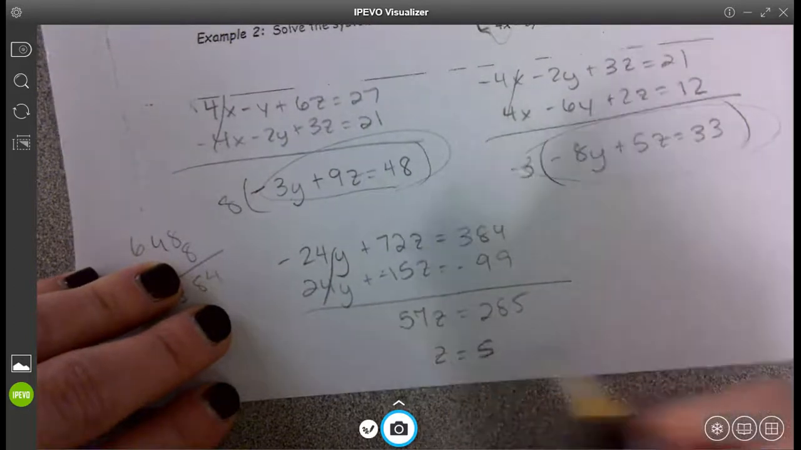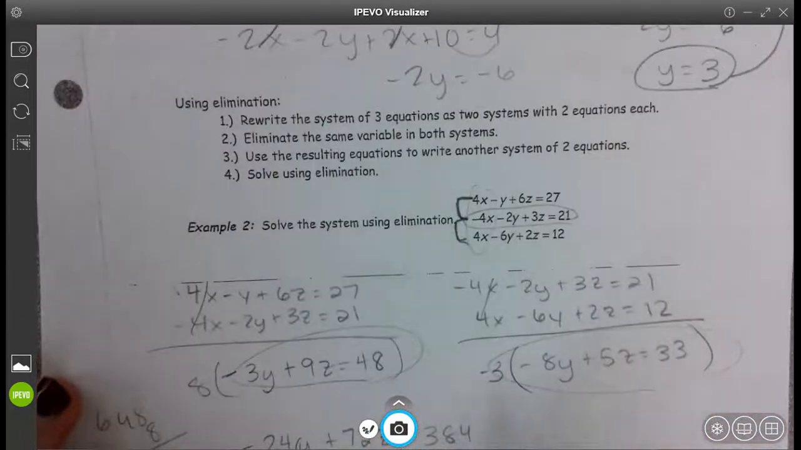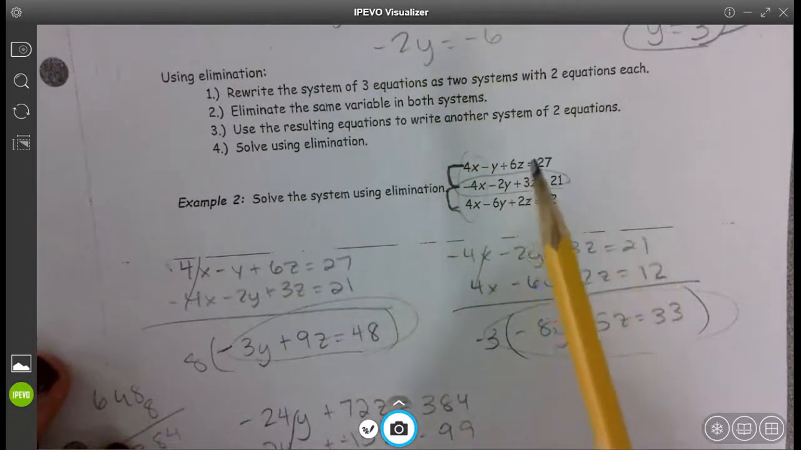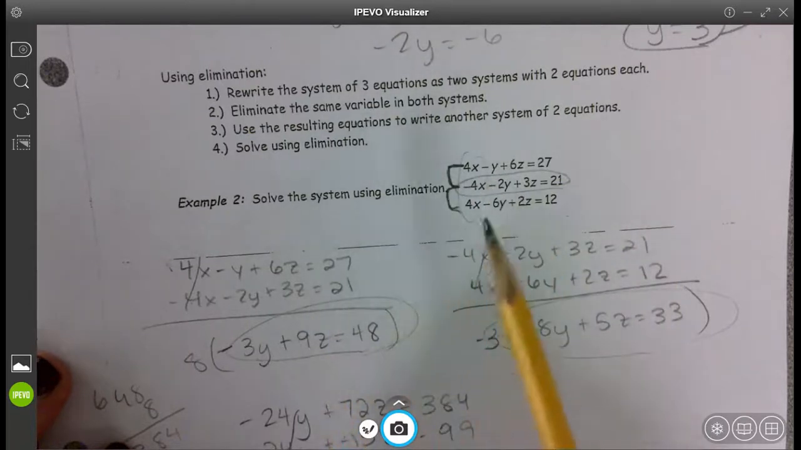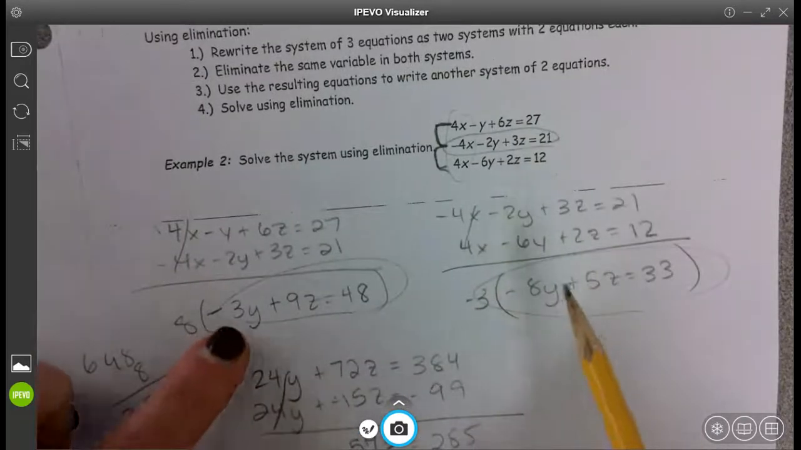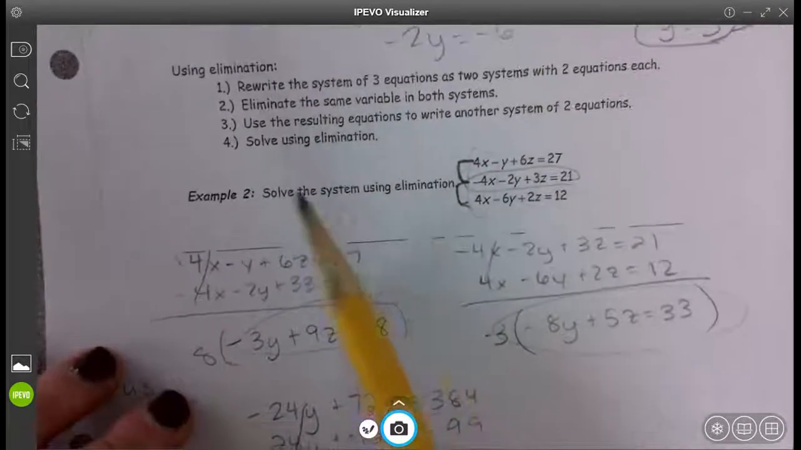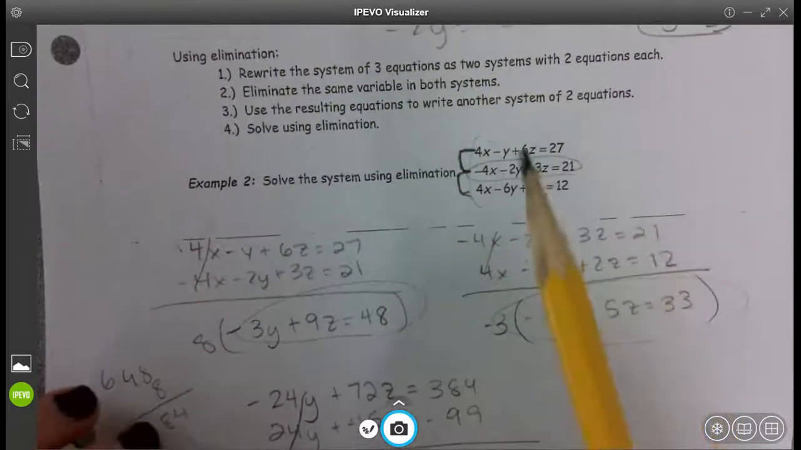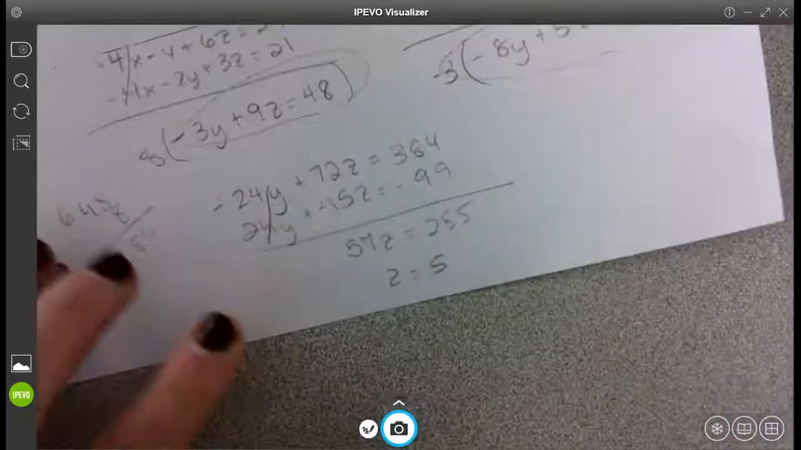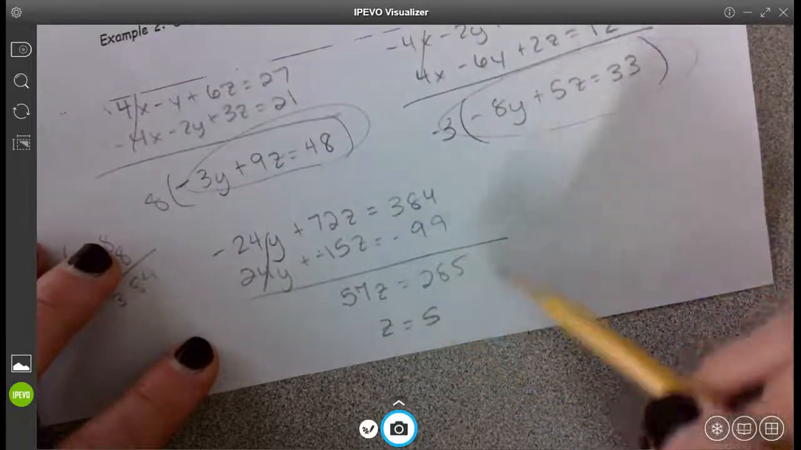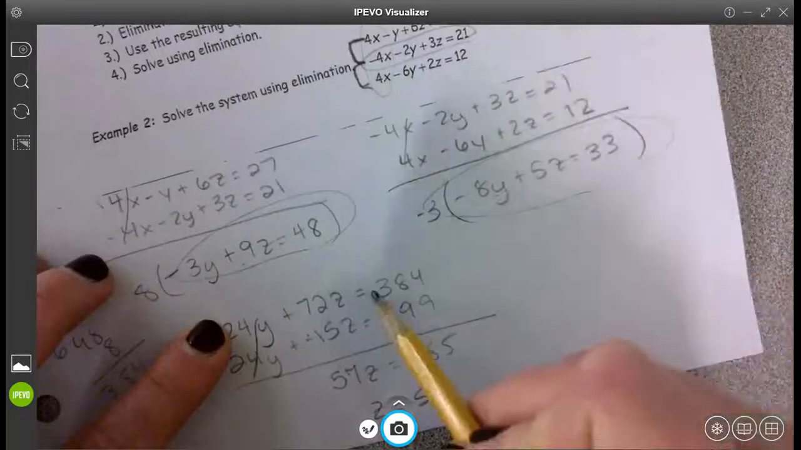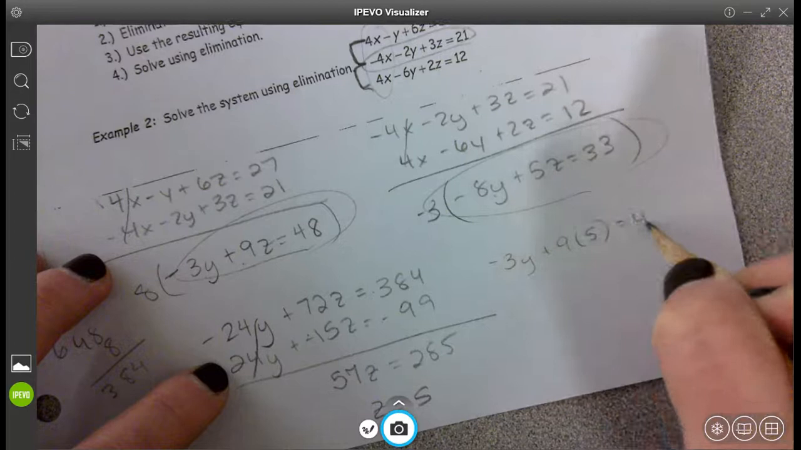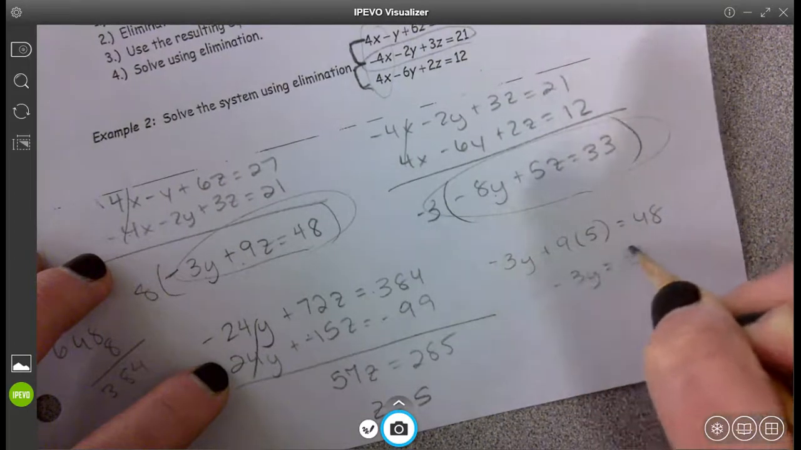z is 5. All right, so let's recap. Rewrite the system of 3 equations using two systems with 2 equations. So we rewrote it, boom. We rewrote it, boom. Eliminate the same variable in both systems. We eliminated y. Use the resulting equations to write another system of 2 equations. Solve the elimination. So we're now at z. We can go back a step, here, here, here, or here, and figure out what y is.